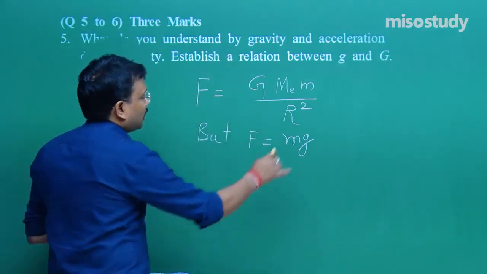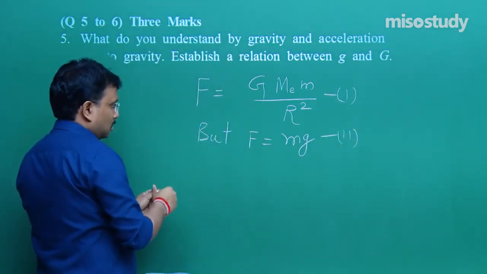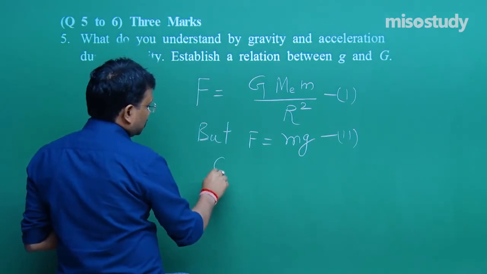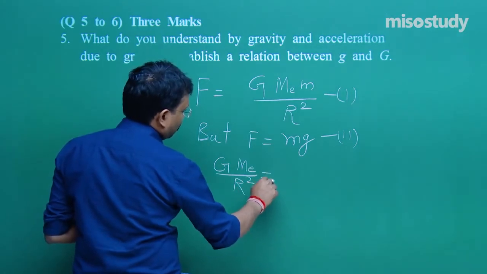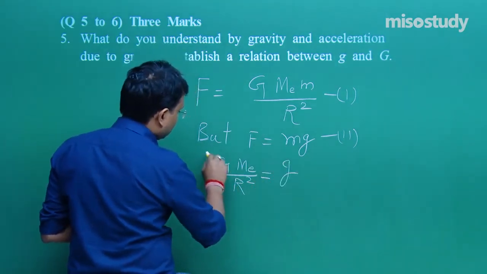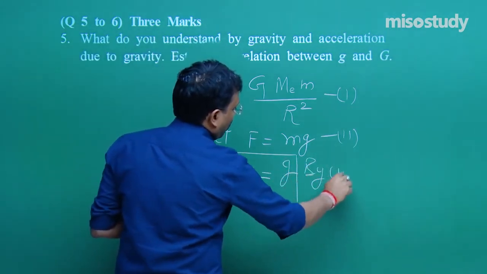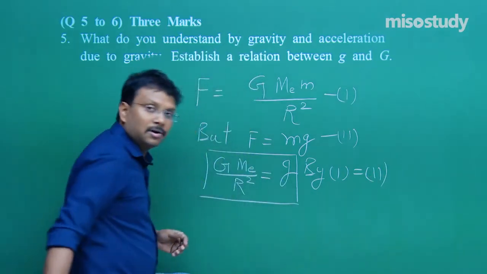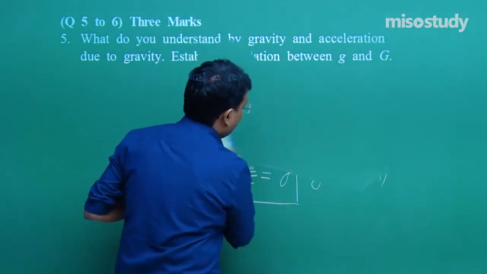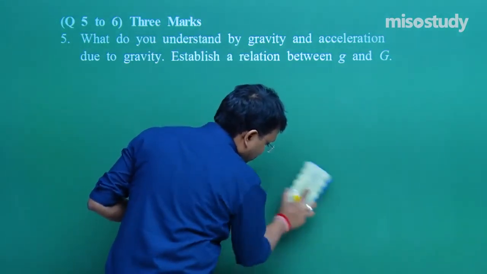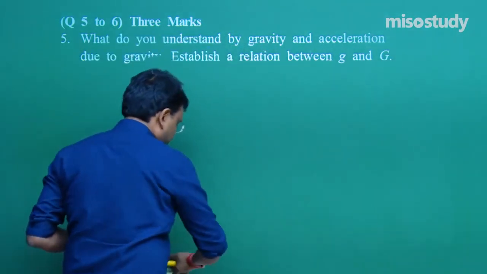So equate those, equation 1 and 2. That will give you G M E upon r square is equal to what? g. That's it. By 1 equal to. Simple. Fine. So this way you can attempt these types of 3 marks questions, and if you provide the answer in this manner, definitely you will get the full 3 marks.